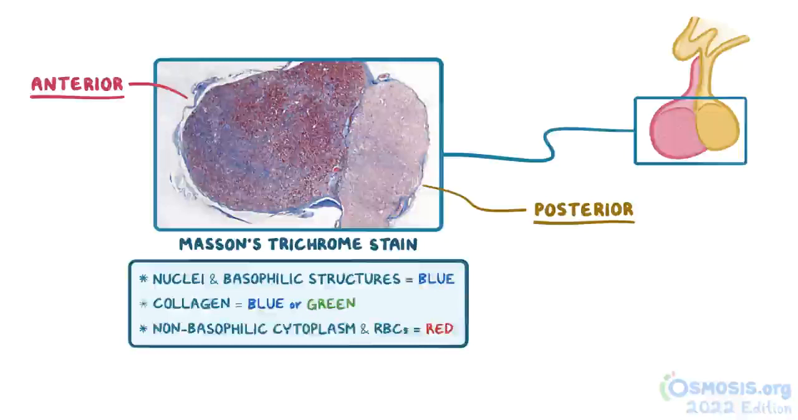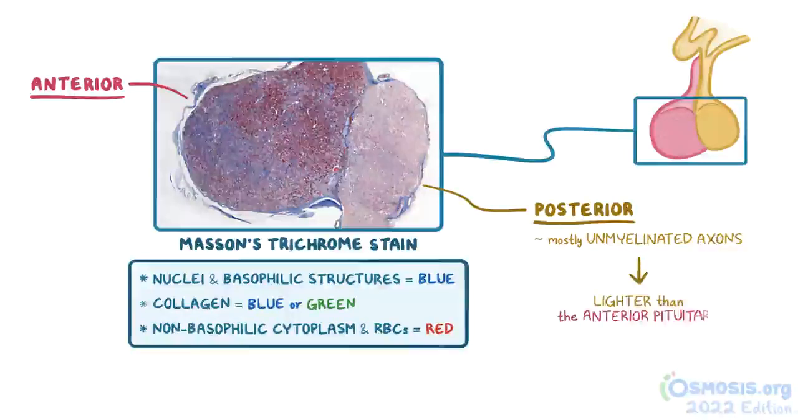The posterior pituitary is composed of mostly unmyelinated axons, which do not have nuclei or a large amount of collagen. So as a result, the posterior pituitary doesn't stain well, and will look significantly lighter when compared to the anterior pituitary, whether it's stained with Mason's trichrome or hematoxylin and eosin.